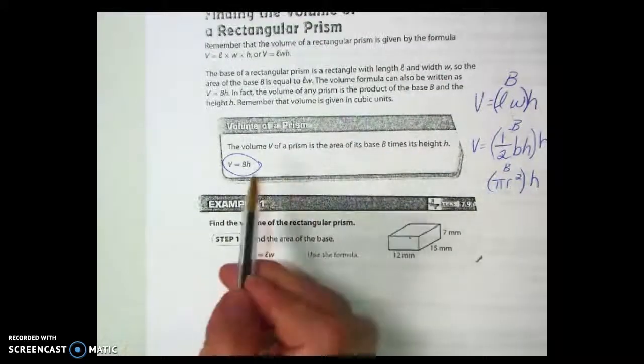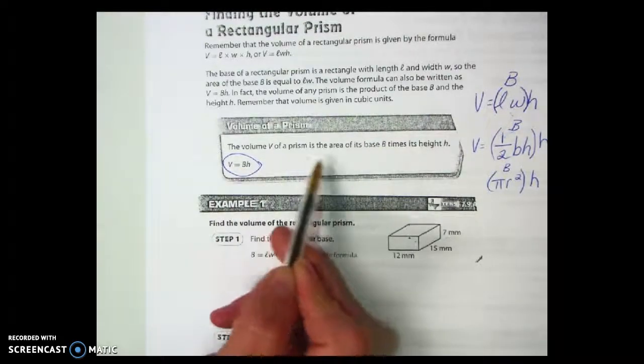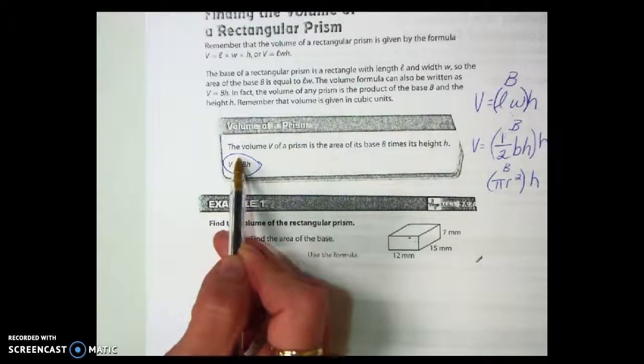Okay, so what we're going to have to do is know that when we see this capital B, they may not give me the number that I plug in there for capital B, the area of the base. I may have to go off to the side and find the area of the base and then come back and plug it in. Okay, so let's look at a couple examples.